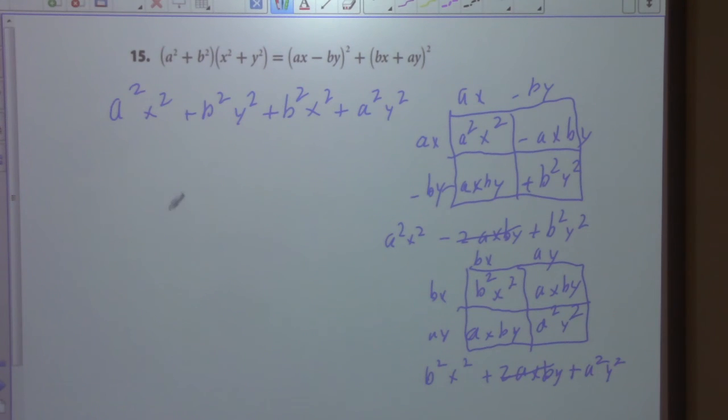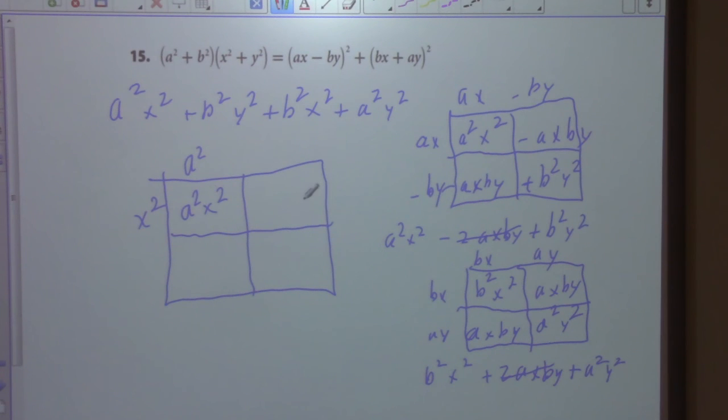Okay, and now ferreting this out, if we take this and put our terms properly, we can put these inside of a box and use the box to factor. So here in the upper left, we can put a squared x squared. And what two things do you need to multiply together to get a squared x squared? Well, a squared and x squared, right?